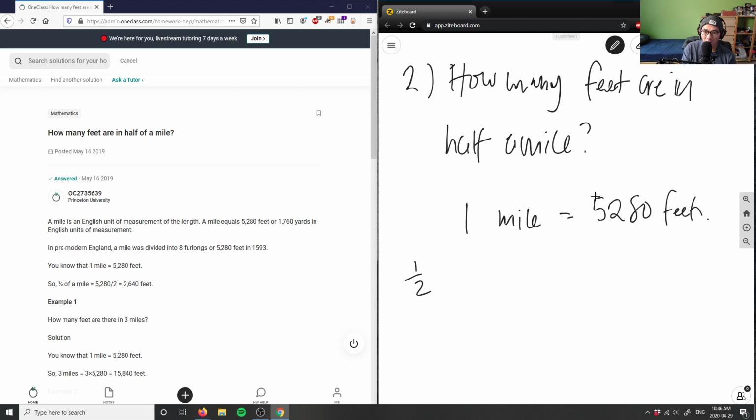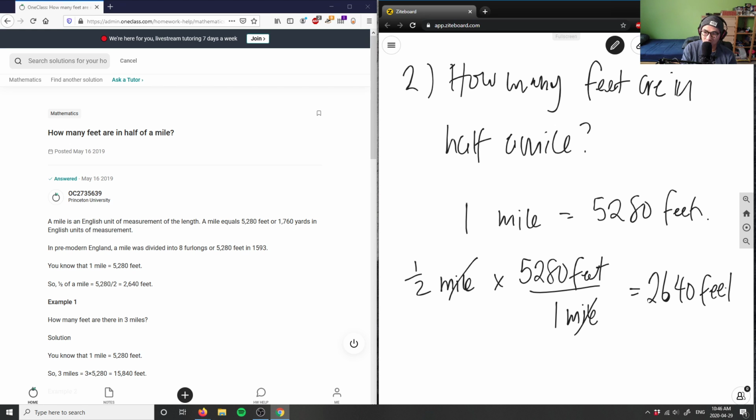So therefore, if I'm saying what's half a mile here, I can simply write: half a mile times 5,280 feet per 1 mile. The miles cancel out, so I have simply feet left, which is good, because that's what I want as my answer. Half times 5,280 feet gives me 2,640 feet, which would be the correct answer for half a mile.